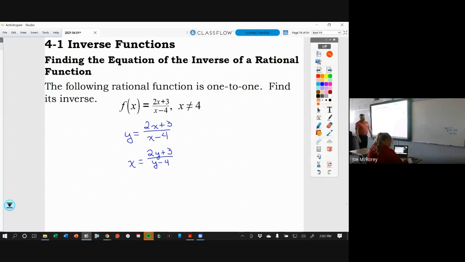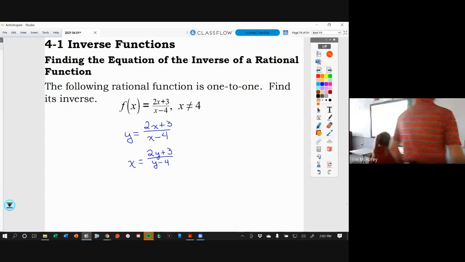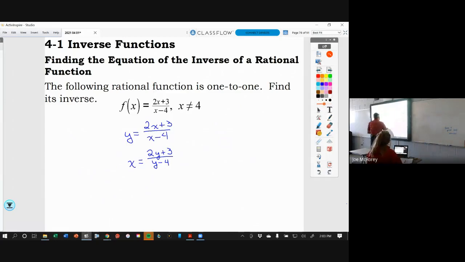Multiply by y minus 4, to get rid of the denominator. But you can't, though, because there's a y, and we're not supposed to have y's on the other side. If you multiply through by a common denominator, what's going to happen? All the fractions will be gone.